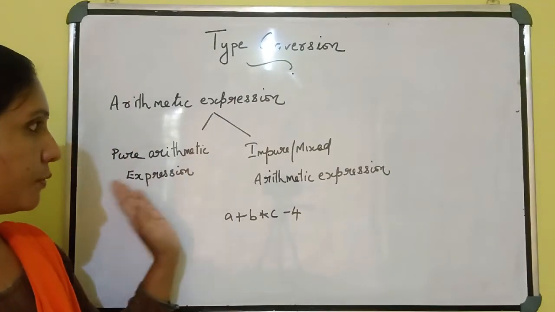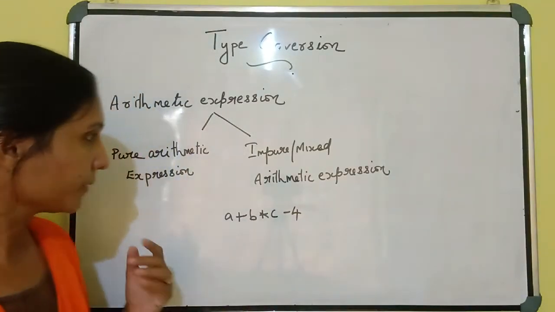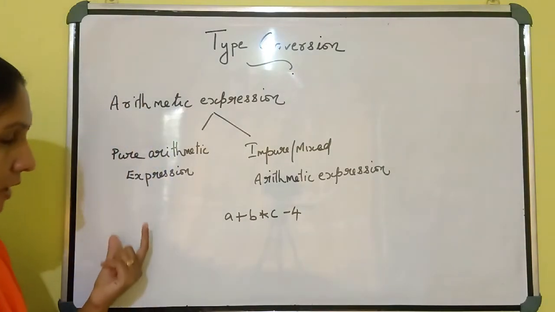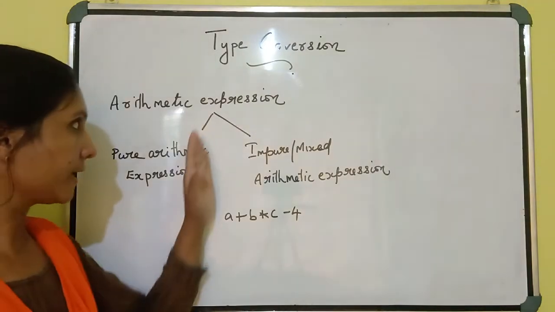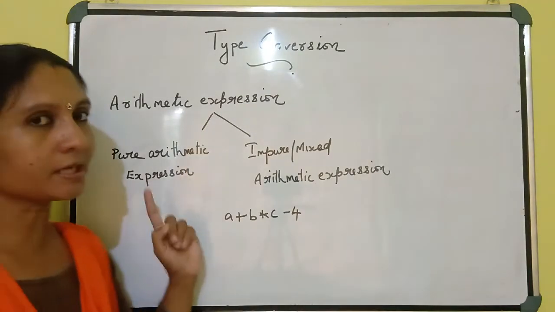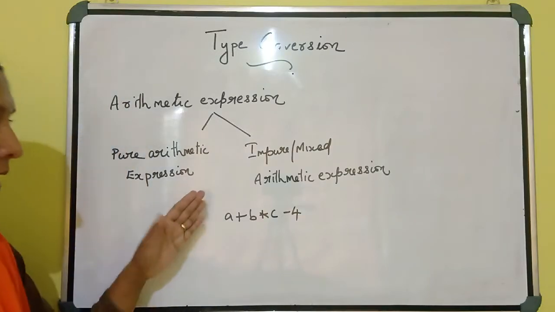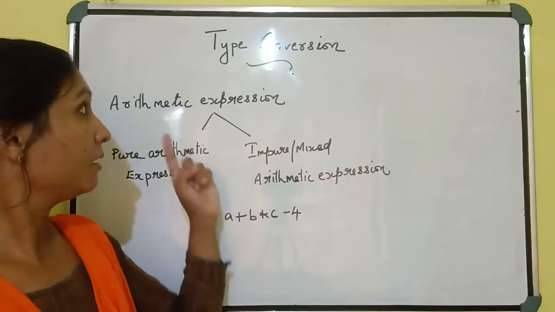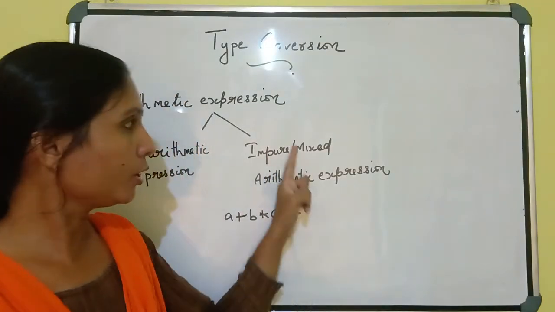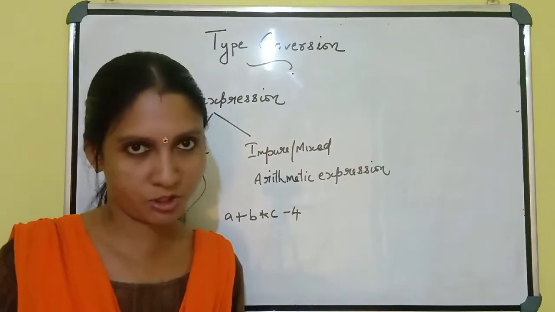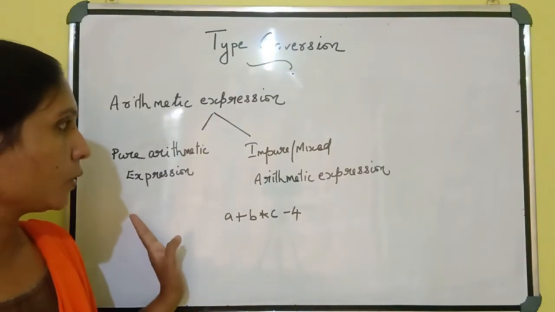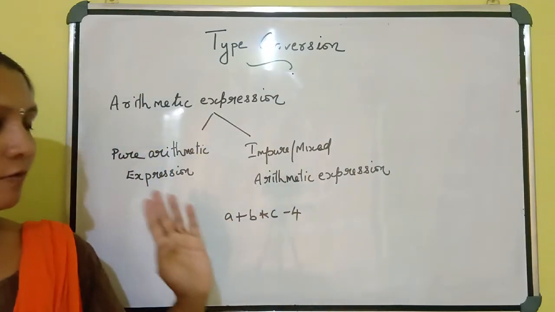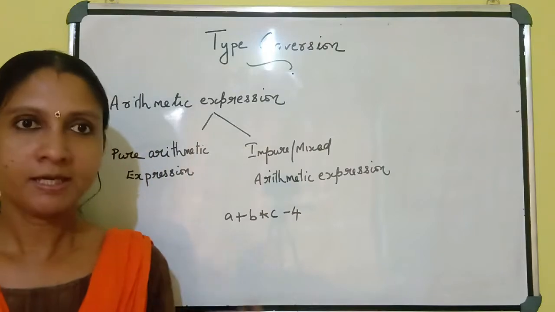What is the meaning of this pure and impure? What's the difference? See, in the case of Java, if you are using the same data type in one expression, that type of expression is called a pure arithmetic expression. Same data type. And if you are using different data types, that type of arithmetic expression is called impure or mixed arithmetic expression. This is the difference between pure and impure. In the case of pure, we are using the same data type. In the case of impure, we are using different types of data types.